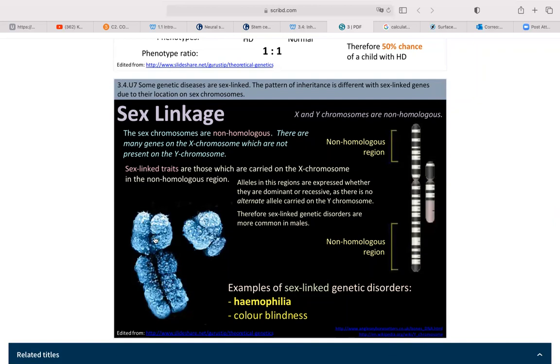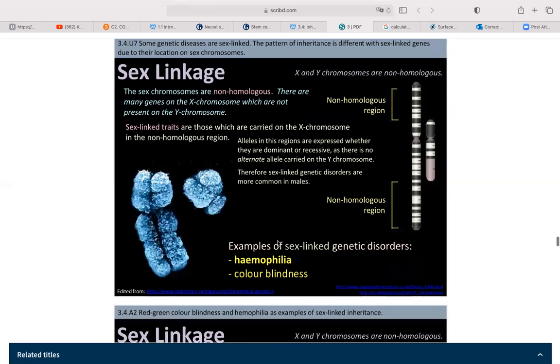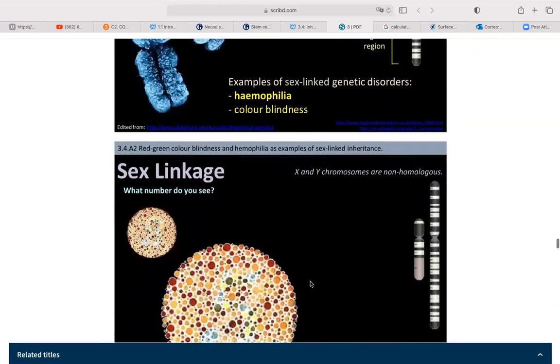Remember, female and male have different sexual traits, okay? Alleles in these regions are expressed whether they are dominant or recessive, as there is no alternate allele carried on the Y chromosome. Therefore, sex-linked genetic disorders are more common in males, okay? Genetic disorders are more common in males. So, examples of sex-linked genetic disorders, we have hemophilia and color blindness, okay?